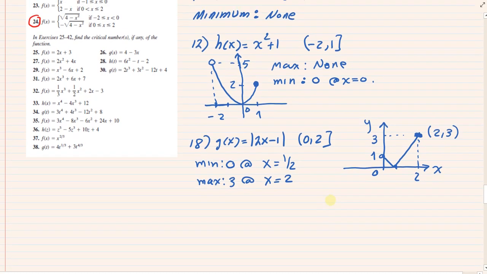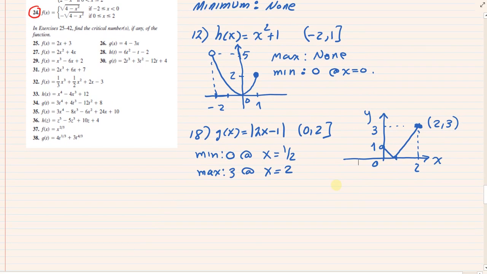We've got number 18. Now let's take a look at number 24. In exercise number 24, we have f of x is equal to a piecewise function: square root of 4 minus x squared, and negative square root of 4 minus x squared, right? If x is between negative 2 and 0, so that's negative 2 comma 0 with a parenthesis at 0, and then 0 to 2 inclusive.